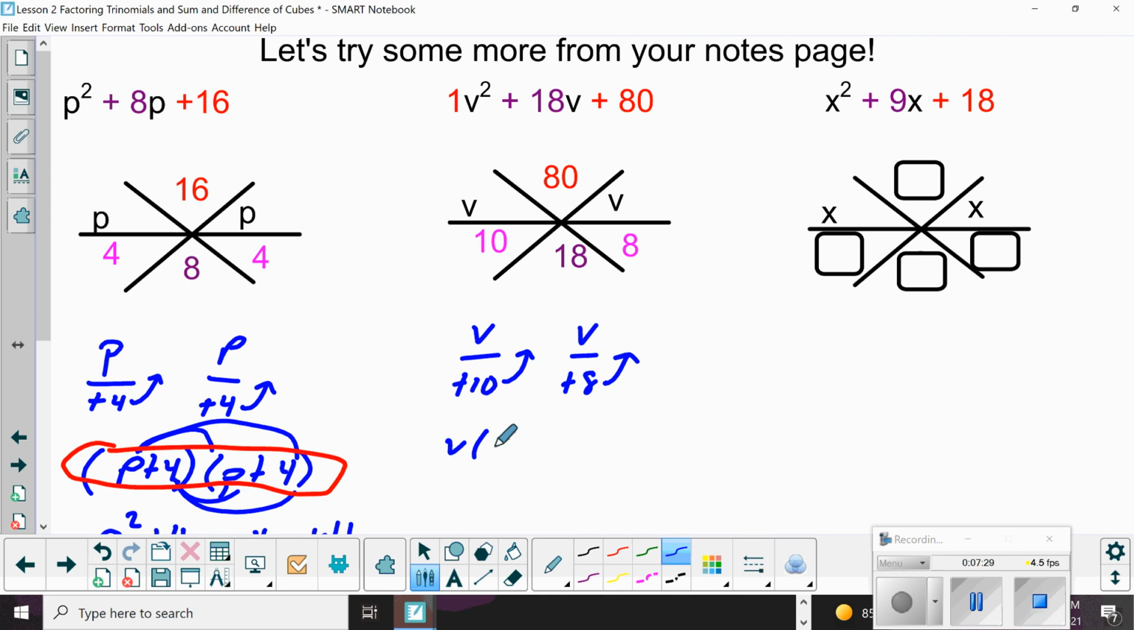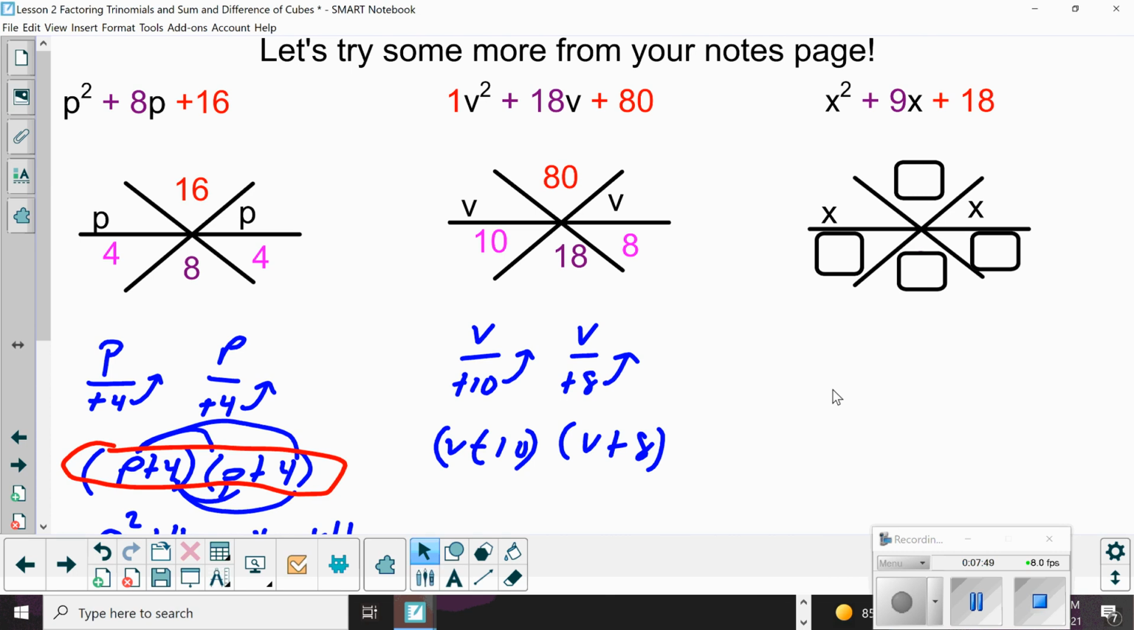V plus 10, I don't know why I did that curvy one there, and then V plus 8. I think my mind was on the parentheses. Okay? All right, pause the video for a moment and try this one. Let's see how you did.